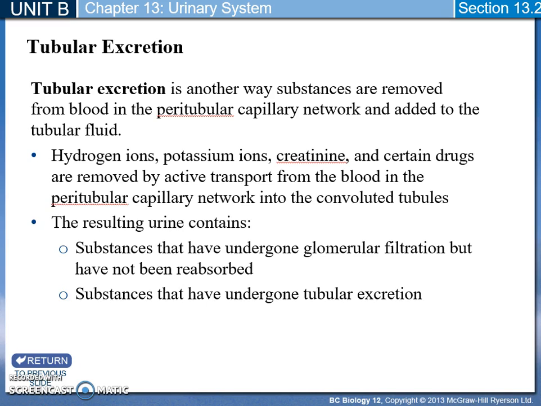So that's a little bit more on the detail of the structure and the function of the kidneys, and we will continue looking at the excretory system.